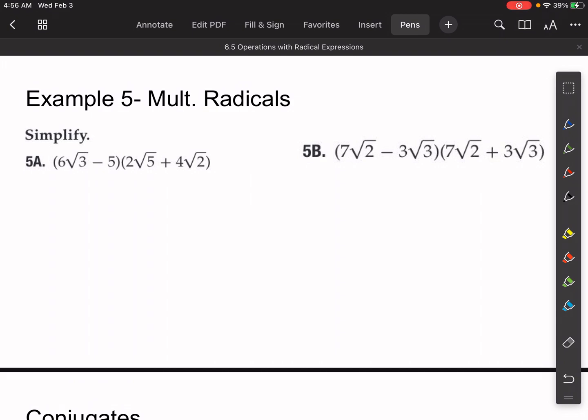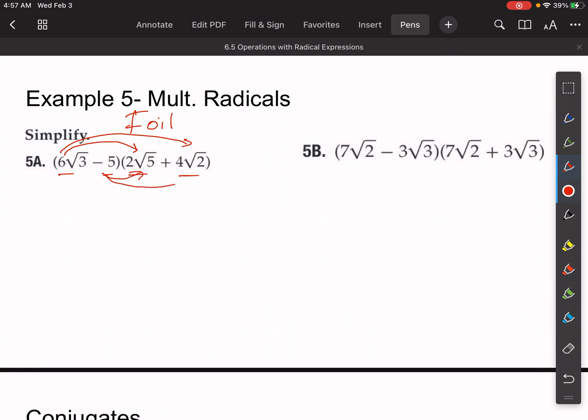So multiplying radicals is actually pretty straightforward. To multiply radicals, especially in this form where you have multiple pieces, you're just going to FOIL it. So remember your FOILing method. You're going to take the first term, multiply it by the first term in the other one, then do the outside terms, then the inside terms, then the last two terms. Okay, that's what FOIL means again if you're forgetting that.